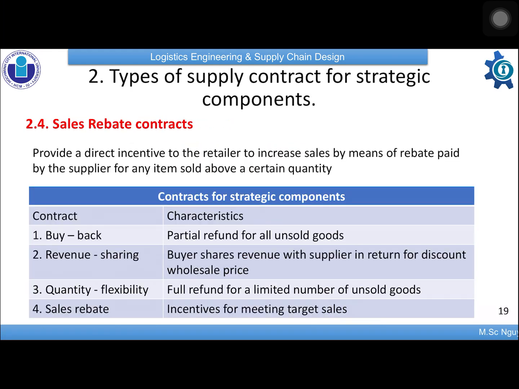Another type of supply contract is the sales rebate contract. Here the supplier provides a direct incentive to the retailer to increase sales, by means of a rebate paid by the supplier for any item sold above a certain quantity.